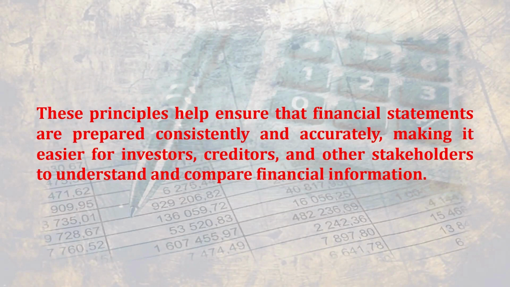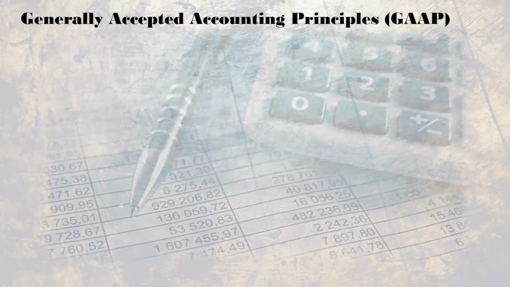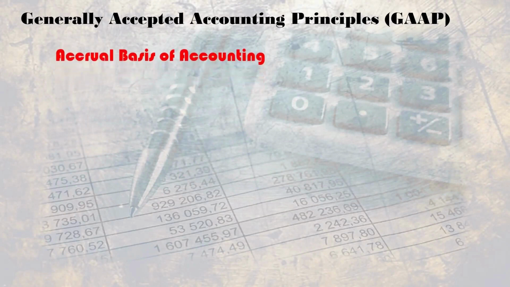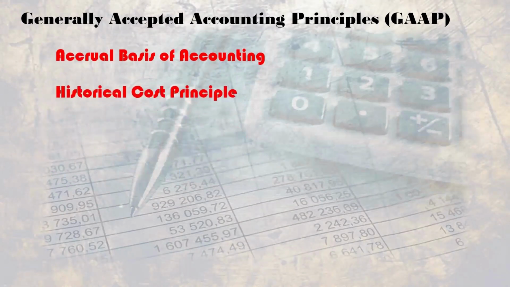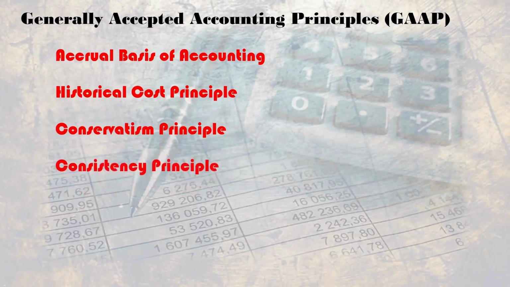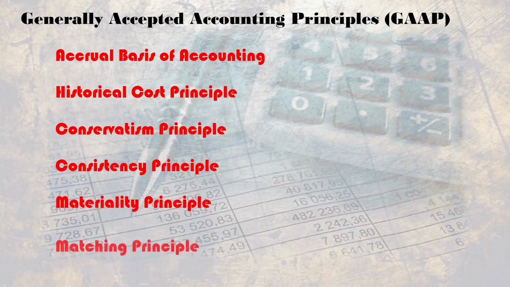First one is GAAP, generally accepted accounting principles. In GAAP, we have six principles. The first one will be the accrual basis of accounting. Second one, historical cost principle. Third one, conservatism principle. Fourth one, consistency principle. Fifth one, materiality principle. And the last one, matching principle.